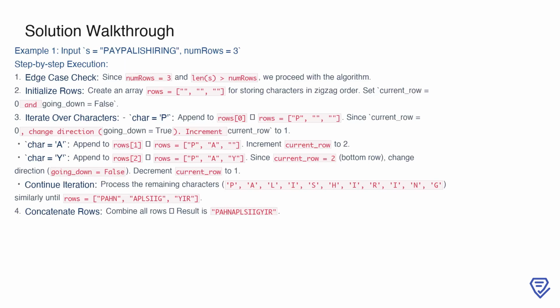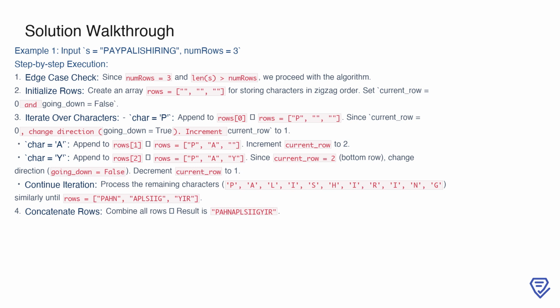Here, we are solving the problem for the input string PAYPALISHIRING with 3 rows. First, we handle the edge case. Since the number of rows is greater than 1 and the string length is greater than numRows, we proceed with the algorithm. Next, we initialize an array rows with 3 empty strings, one for each row, and set current_row to 0. The going_down flag, which helps us track the direction of travel, is initially set to false.